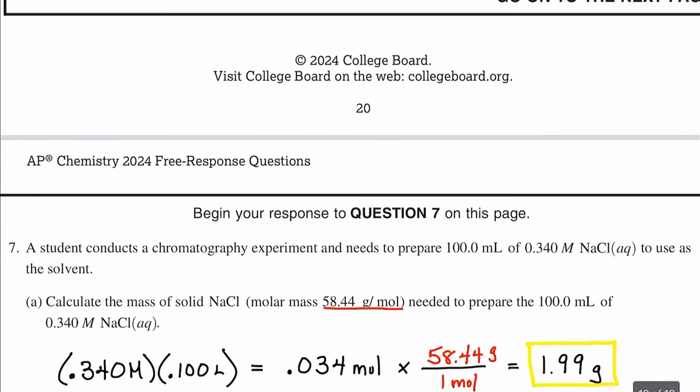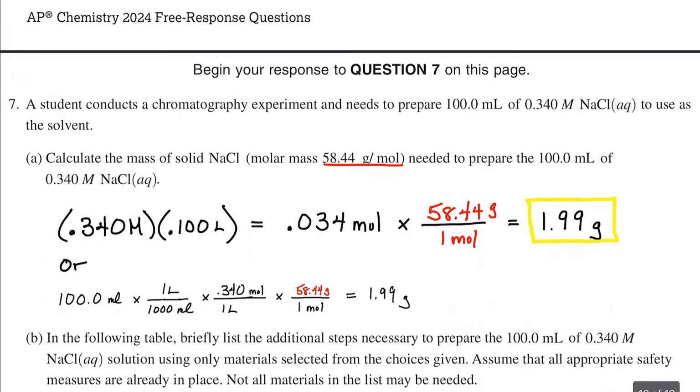And then we move on to number 7. And real quickly, molarity times liters gives me the moles. And then from the moles, using the formula mass, I get the grams that I need to make a solution. That's important. All right, and so that's what I have here.